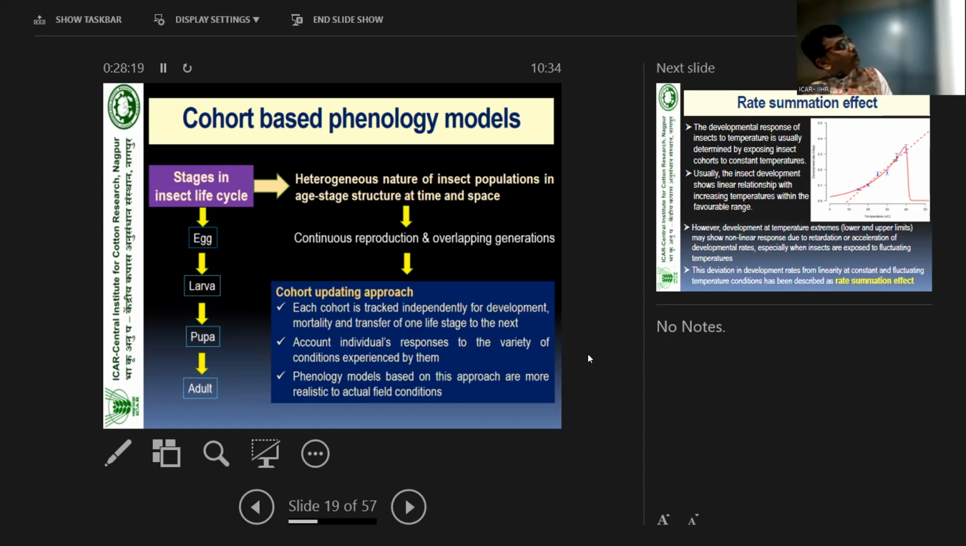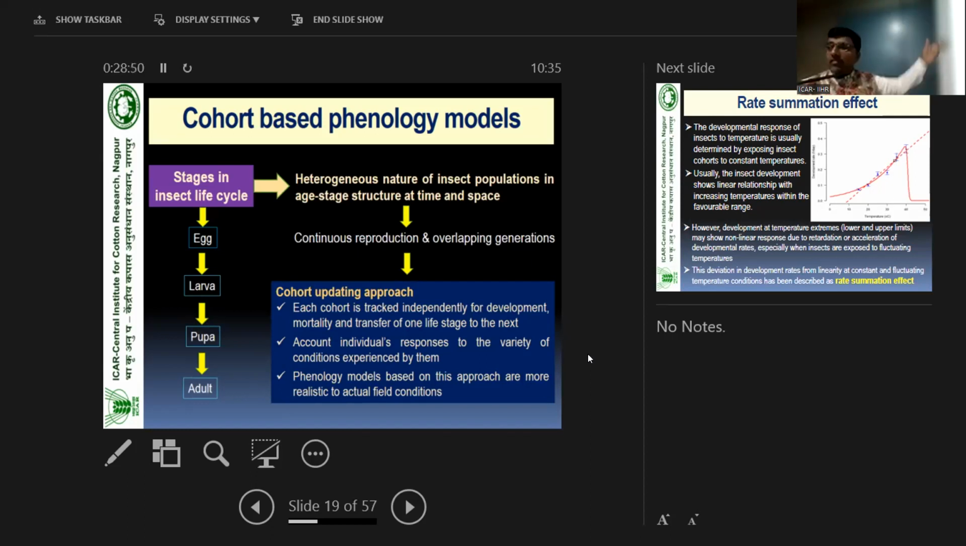Age group means cohort is nothing but a group of individuals of the same age, right? A group of eggs is the same age. If the incubation period of an egg is 4 to 5 days, eggs less than 20 hours old you can consider one cohort, then three, right? At least there should not be significantly different durations.